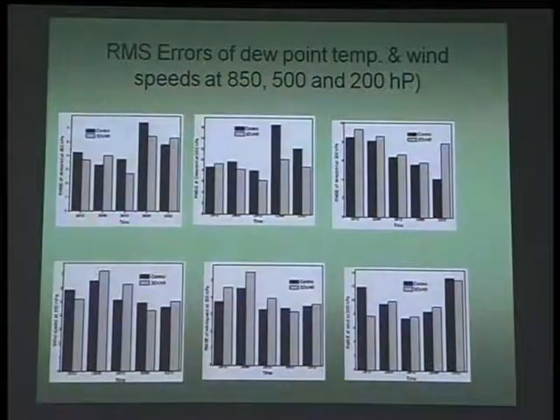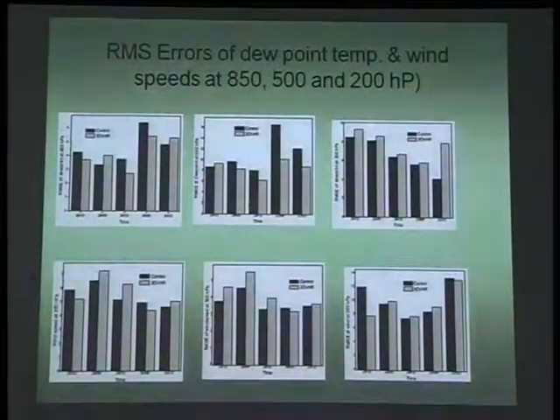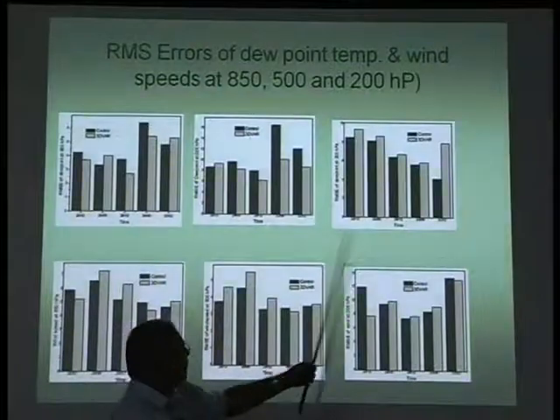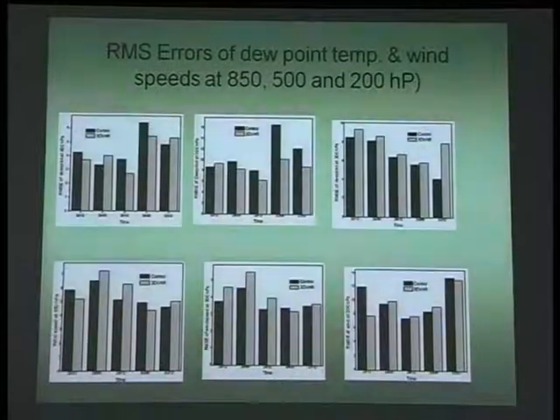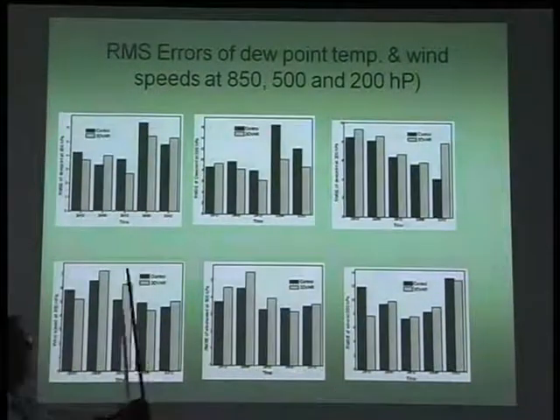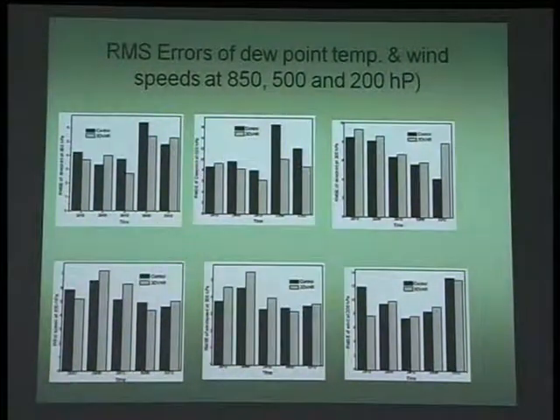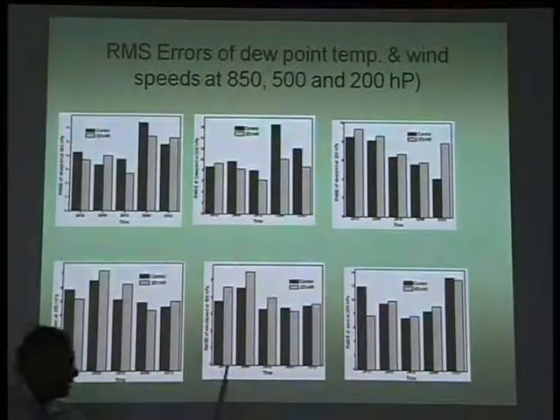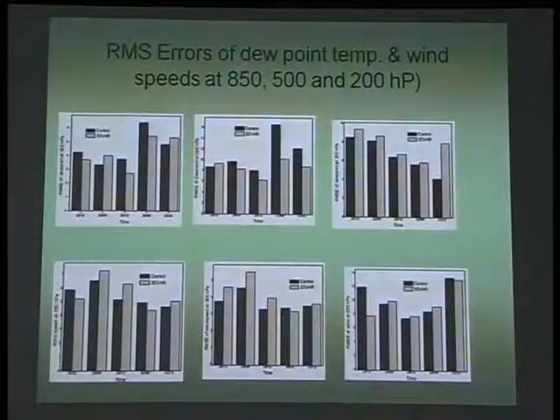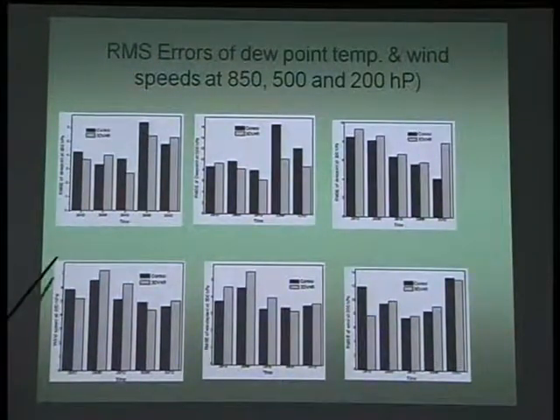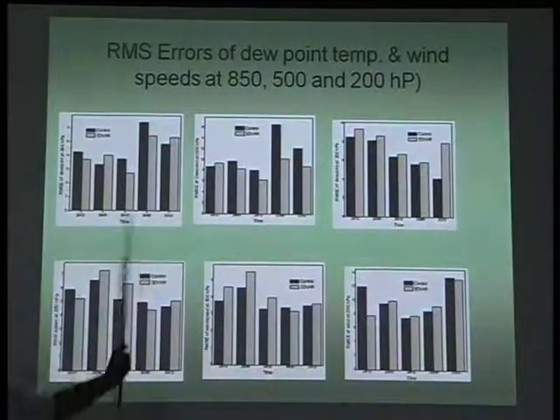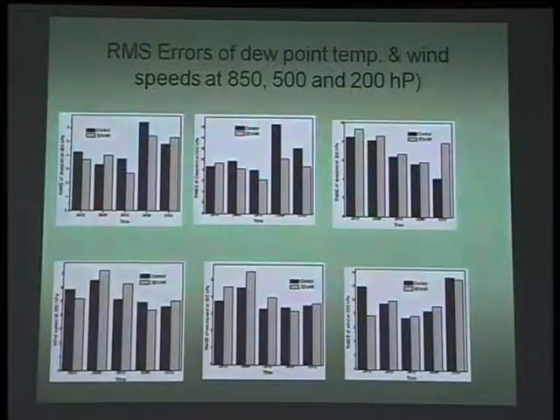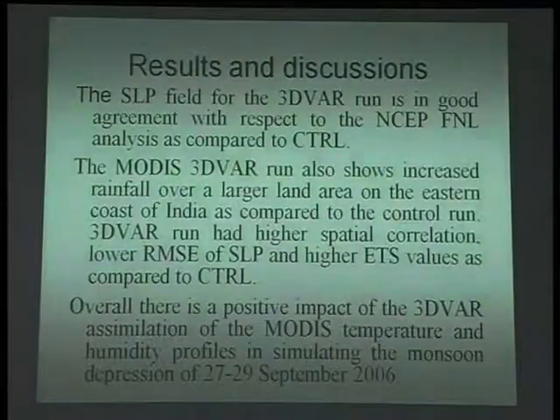So these are the RMS errors of the dew point temperatures, again at 3 levels, lower, middle, and upper troposphere, and the wind speed. As we expected, there's not much impact on the reduction of the root mean squared error for the wind speed, because we're primarily assimilating MODIS temperature and humidity profiles. Again, the impact is seen much more clearly in the lower troposphere, as far as the reduction of dew point temperature errors is concerned due to assimilation of MODIS temperature and humidity.